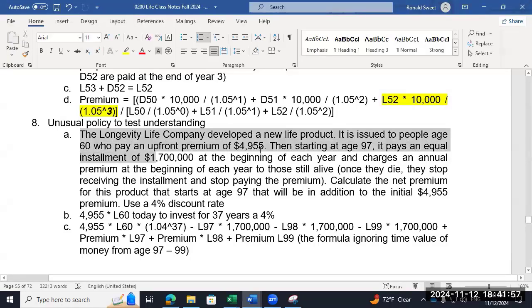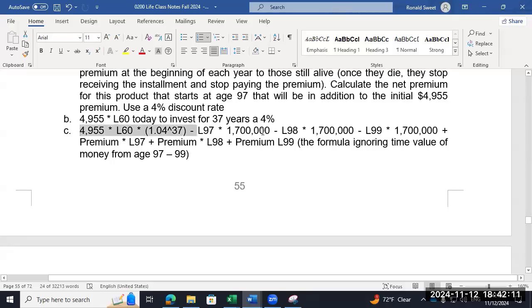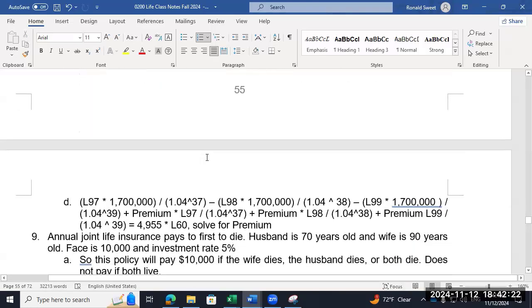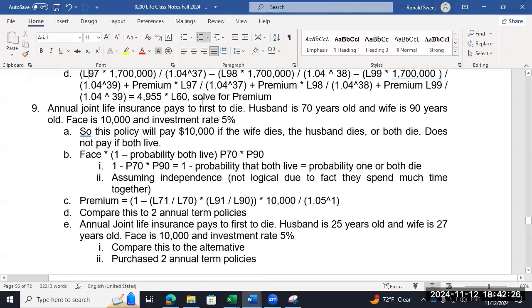A lot of students struggled with what to do with that 49.55. It's pretty tough. It's already a present value number, so you don't have to adjust it anyway, but you have to figure out how to handle it in your calculations. Here's the actual formula, but it's set up as an algebra problem, so you have to calculate what the premium is. It does have the answer at the end, but it says solve for the premium, which is really, really tough.